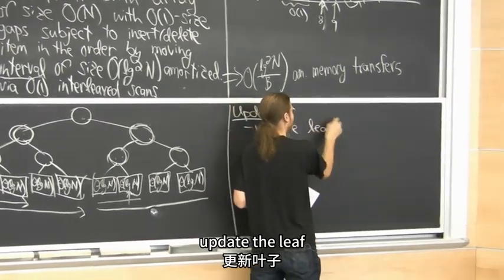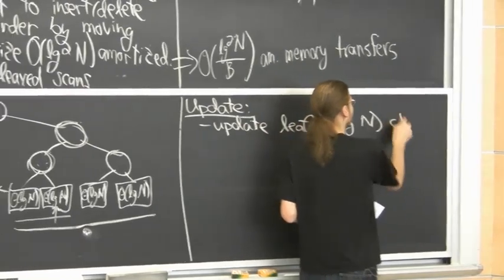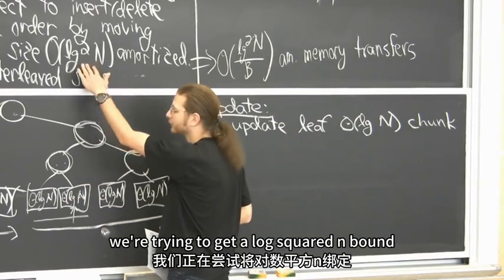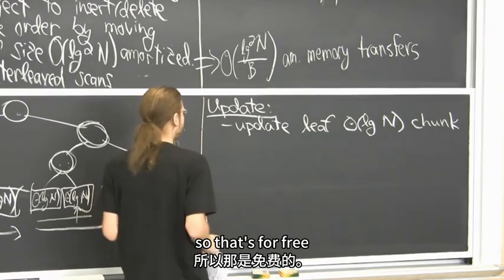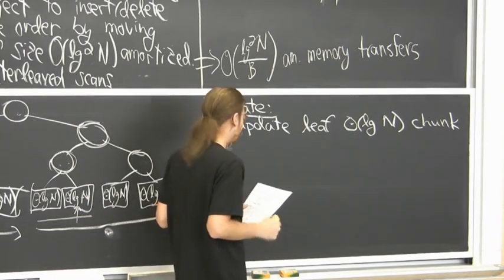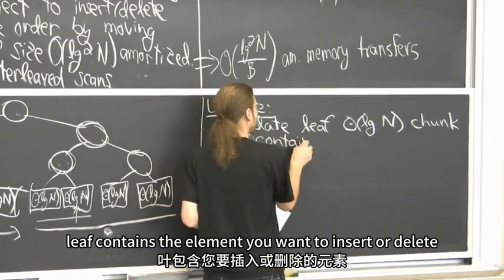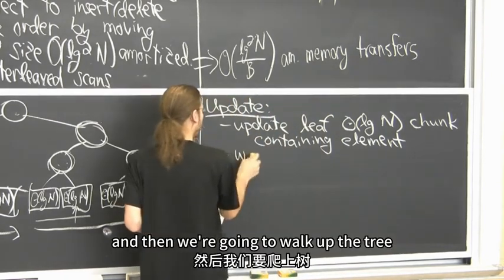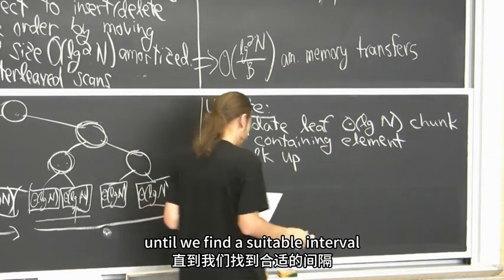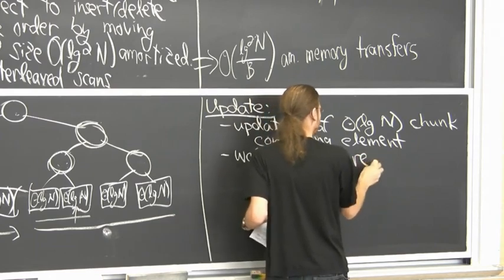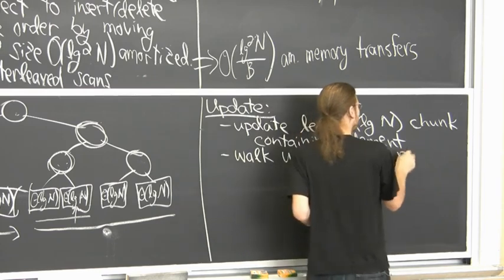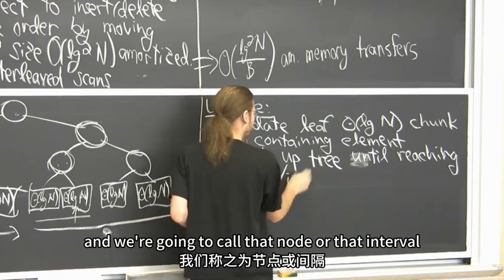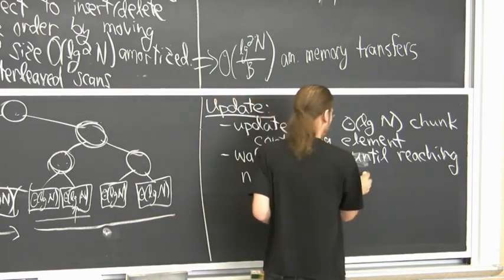You update the leaf log n chunk. You can do that just by rewriting the entire chunk. We're trying to get a log squared n bound, so we can afford to rewrite an interval of size log n. So that's for free. So whatever leaf contains the element you want to insert or delete. And then we're going to walk up the tree until we find a suitable interval. And we're going to call that node, or that interval, within threshold.